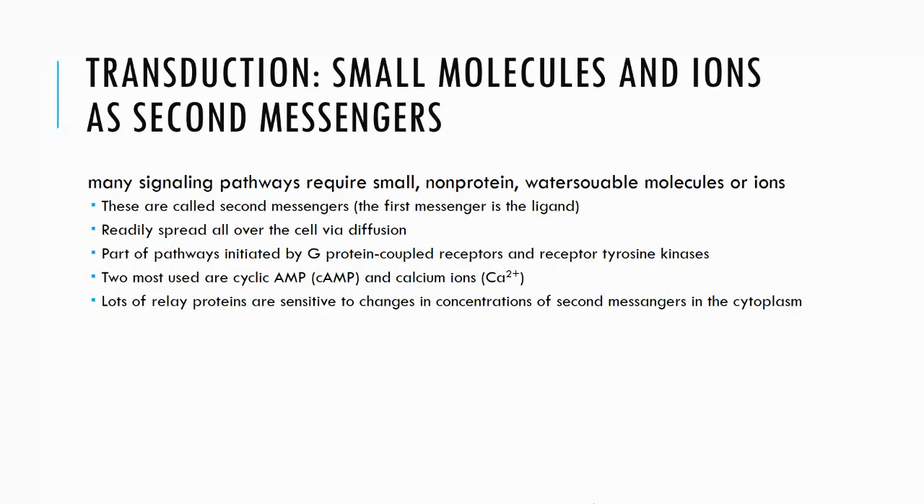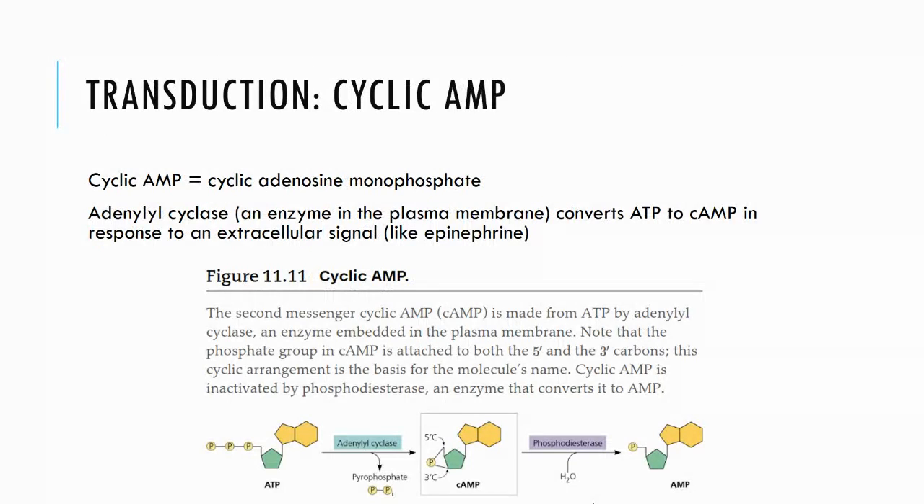A lot of signaling pathways will require small non-protein water-soluble molecules or ions, and these are called second messengers, where the first messenger would be the ligand. They are readily spread all over the cell via diffusion, and they are part of the pathways initiated by G protein-coupled receptors and receptor tyrosine kinases. The two most used are cyclic AMP, or cAMP, and calcium ions. Lots of relay proteins are sensitive to changes in concentrations of second messengers in the cytoplasm.